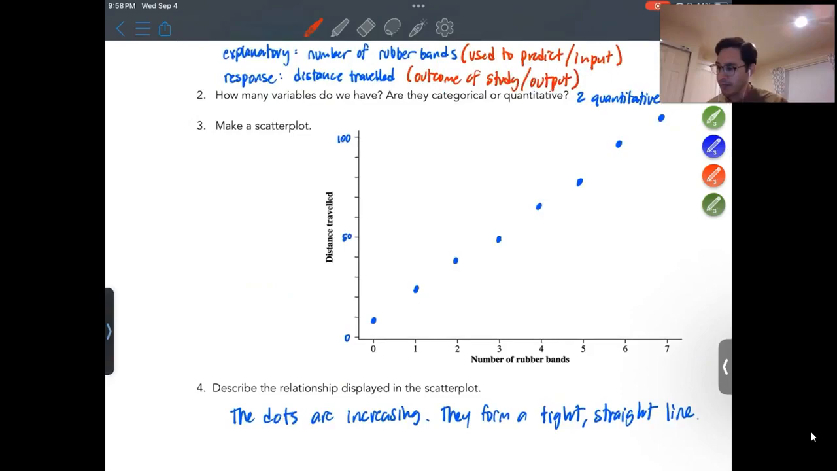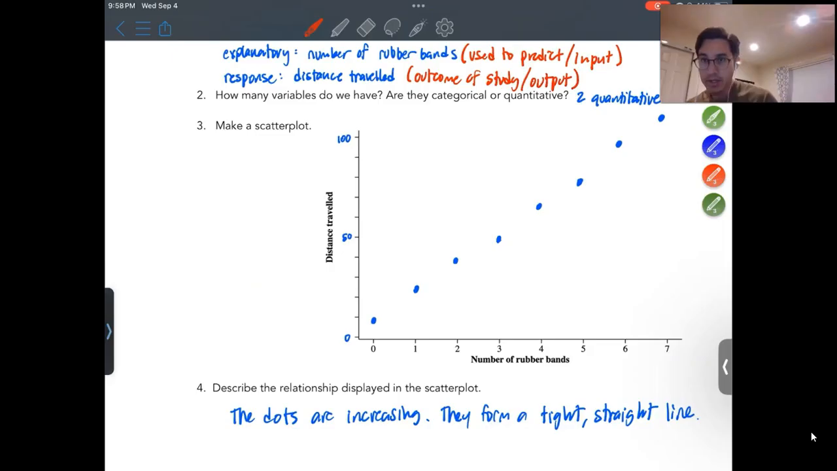All right. Question two, we've got two quantitative variables. So number of rubber bands is measured numerically, so it's quantitative, and distance traveled is measured numerically in centimeters, so it's quantitative as well. All right, in question three, we've got a scatter plot. Number of rubber bands is the explanatory variable. We put it on the horizontal axis. Distance traveled, the response variable, goes on the vertical axis.